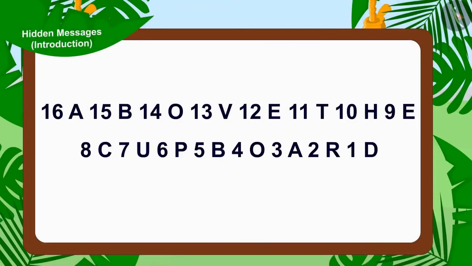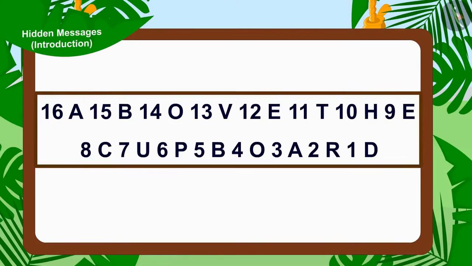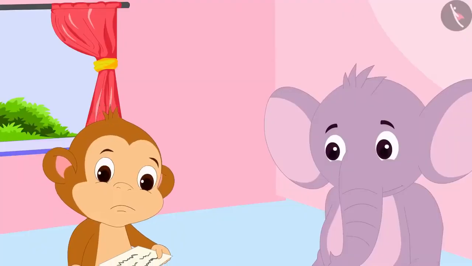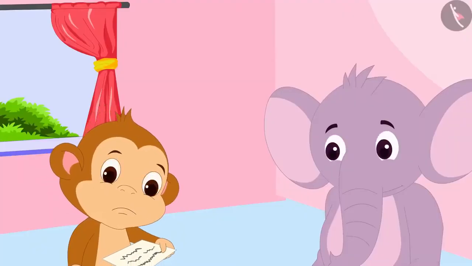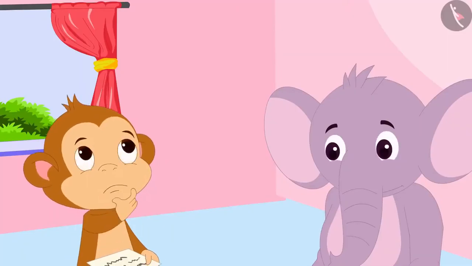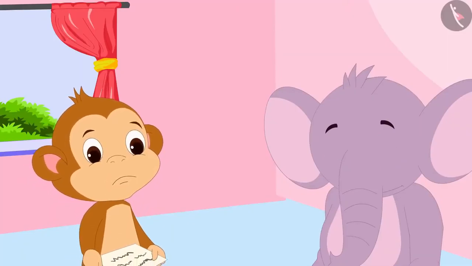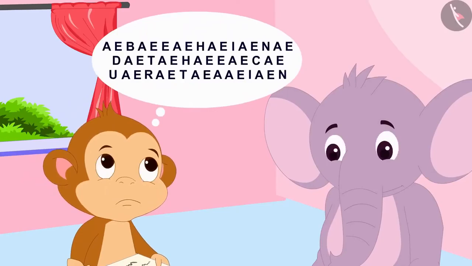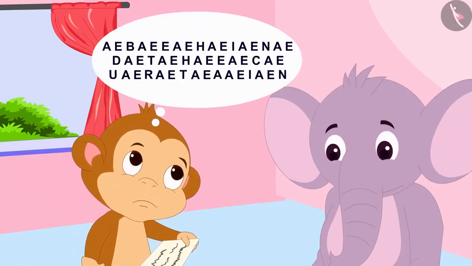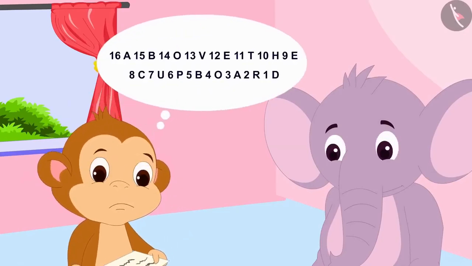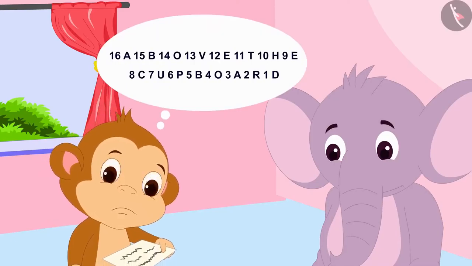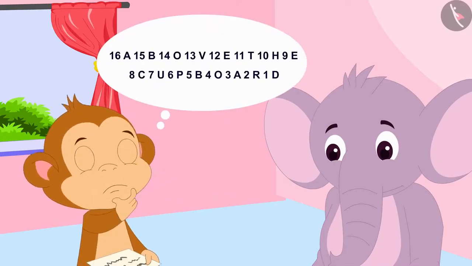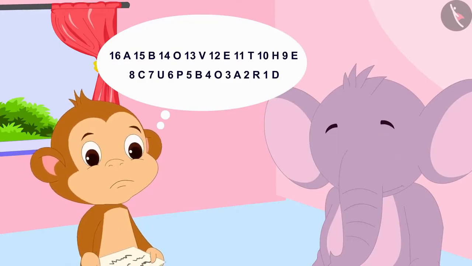This is written in Appu's next letter. Babban got shocked looking at the second letter. He began to think, in the first letter, there were only jumbled alphabets. But in this letter, there are numbers too. What hidden message could there be in this letter?